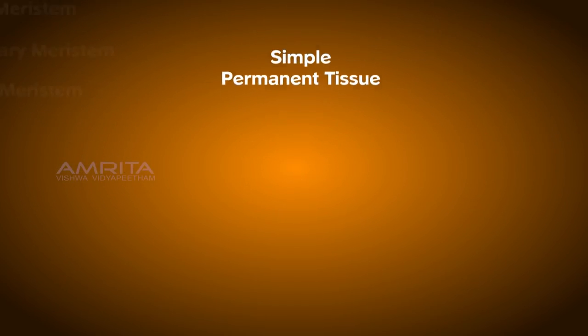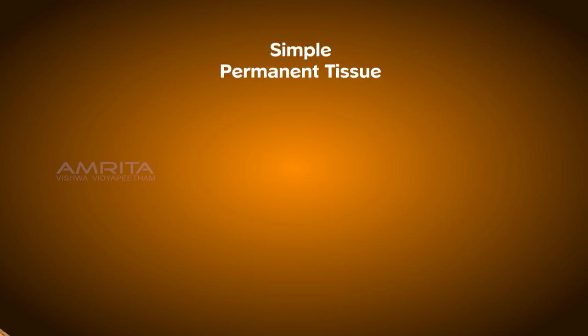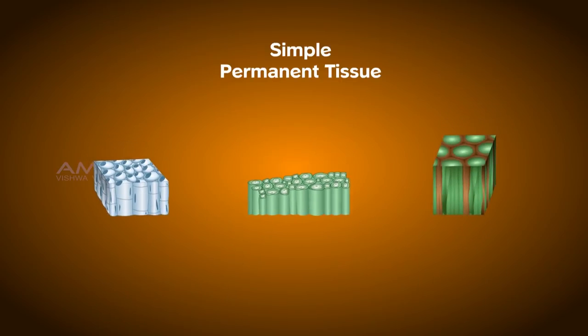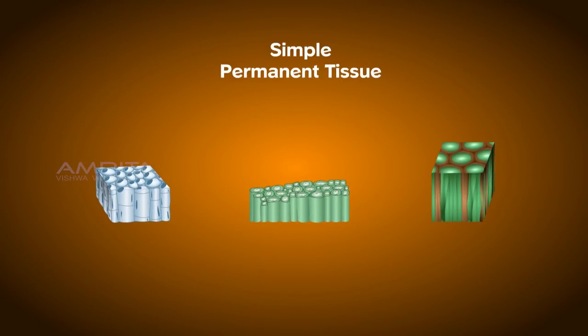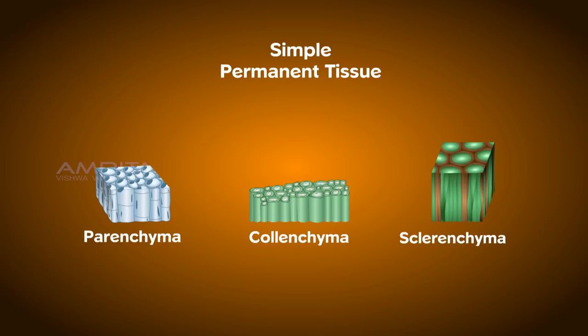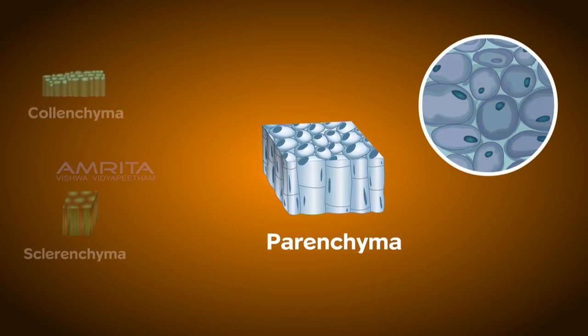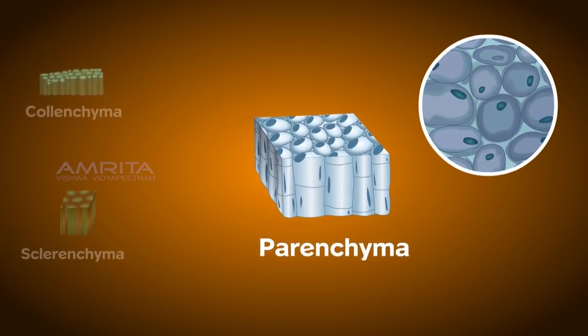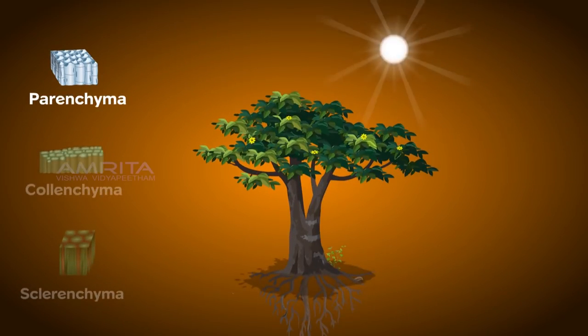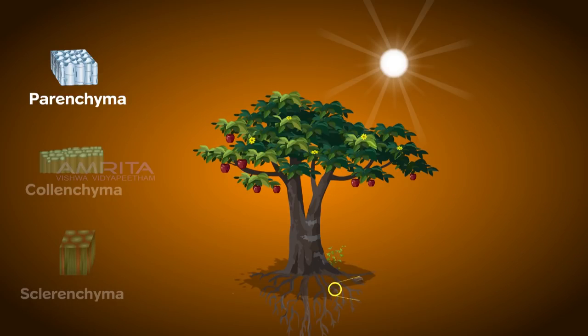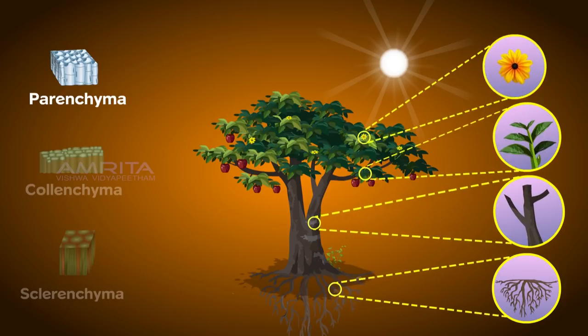Simple permanent tissue is called simple tissue because it is composed of similar types of cells that have a common origin and function. Based on the function, they are further classified into parenchyma, collenchyma, and sclerenchyma. The parenchyma tissues are oval-shaped cells with thin cell walls and extensive spaces between the cells. They aid in photosynthesis, storage, and also help aquatic plants to float. They are composed of living cells found in roots, stems, leaves, and flowers.